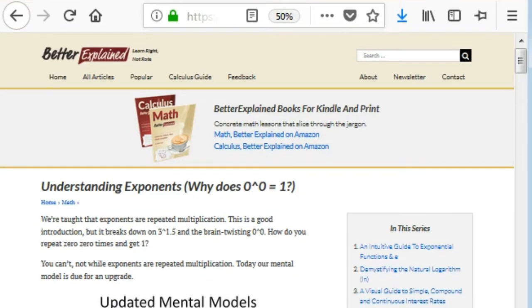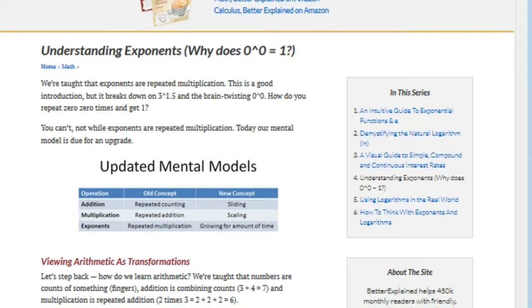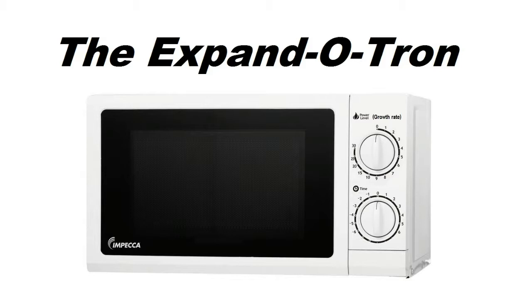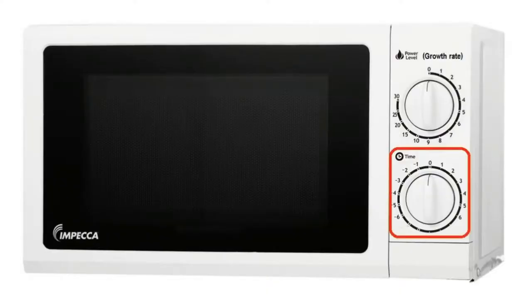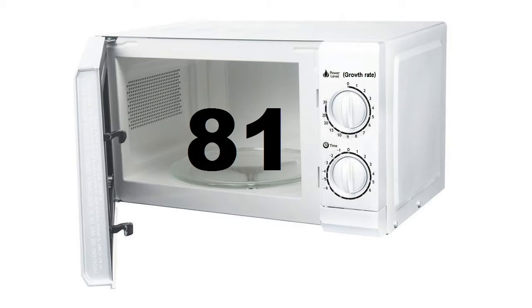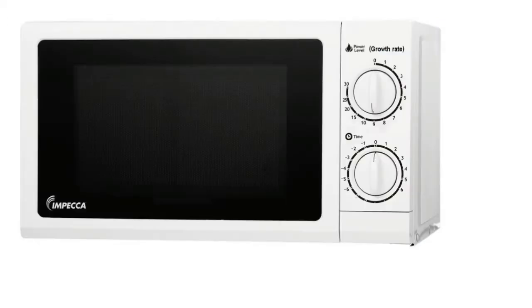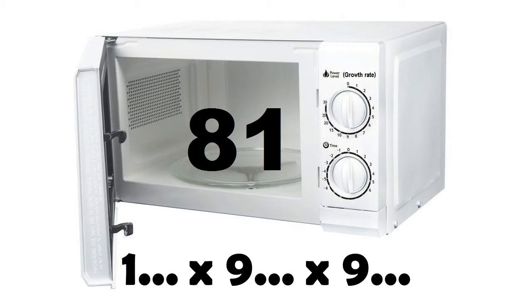There's another website you can go on, which I'll link in the description below, that uses the analogy of a machine called the Expand-O-Tron that makes numbers multiply at a rate of your choice. Imagine you have a machine that you can put the number 1 in, and you can select how long you grow it for and how fast you grow it. If you choose a multiplication rate of 9 and grow it for a certain number of minutes, then every minute it will multiply by 9. So if you put it in for 2 minutes, it will multiply and come out at 81, because 1 times 9 times 9 is 81.